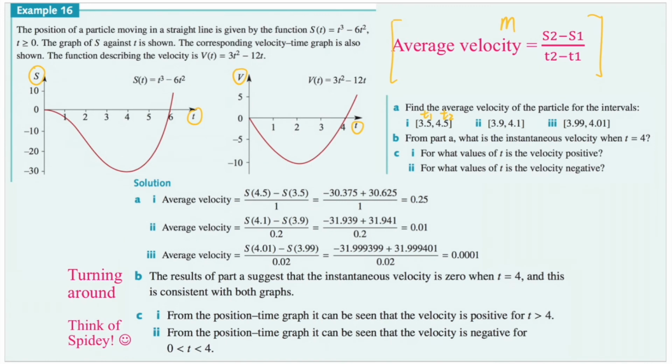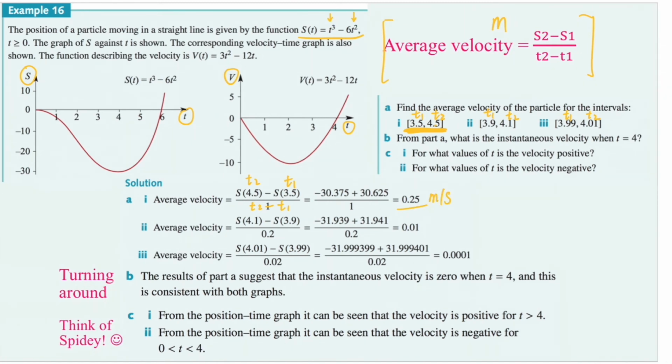Here the question is giving us the t values, so t1, t2. To find the corresponding position, we're going to sub in these values into our position function. So at t1, the corresponding position is going to be s of t1, and at t2, the corresponding position is going to be s of t2, over t2 minus t1. And in this case, 4.5 minus 3.5 is 1. And pretty sure you need a calculator for this question. So if you plug in the values, the average velocity turns out to be 0.25 meters per second.